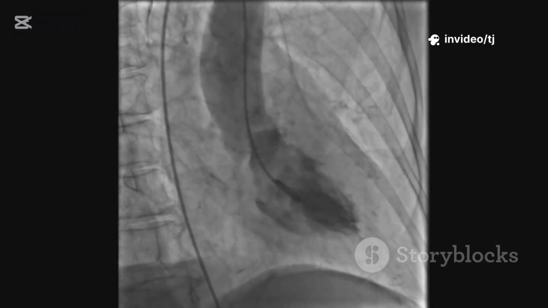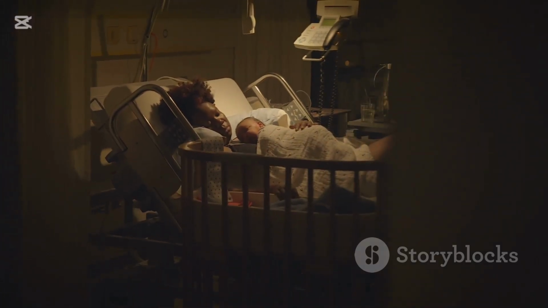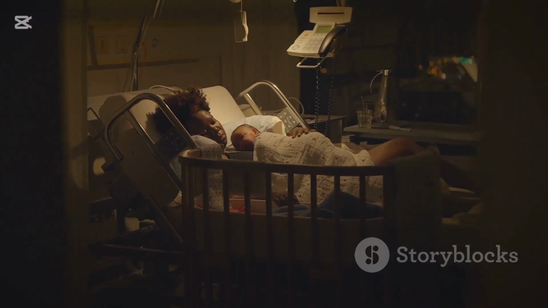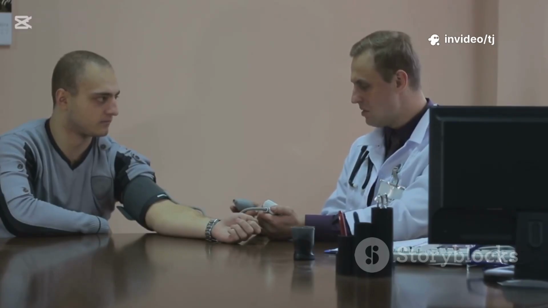Symptoms and how it's diagnosed. In infants, it can present with severe heart failure, difficulty breathing, poor feeding, and shock when the ductus arteriosus, a fetal blood vessel, closes. In children and adults, it is often discovered due to high blood pressure in the arms, often during a routine checkup.